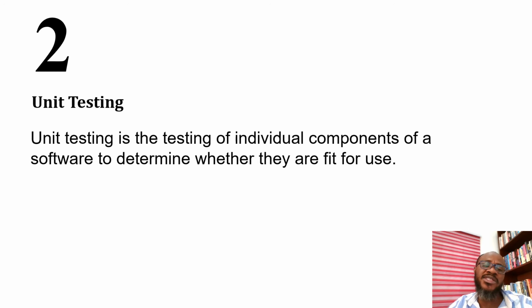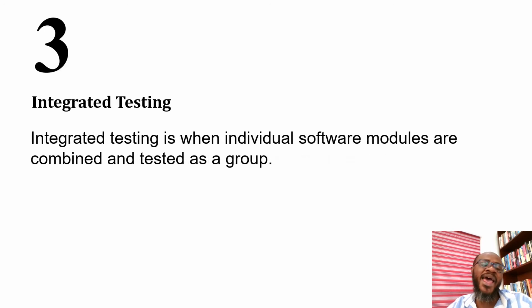The second concept is unit testing. Unit testing is the testing of individual components of a software to determine whether they are fit for use. The third item is integrated testing. Integrated testing is when individual software modules are combined and tested as a group. Okay, so that is it. And there is the need for continuous integrated testing each time there is a feature increment, to ensure that the entire system is working well.